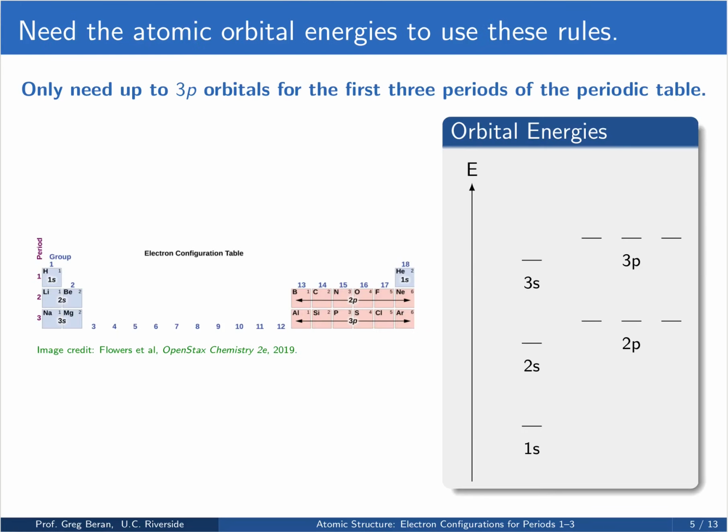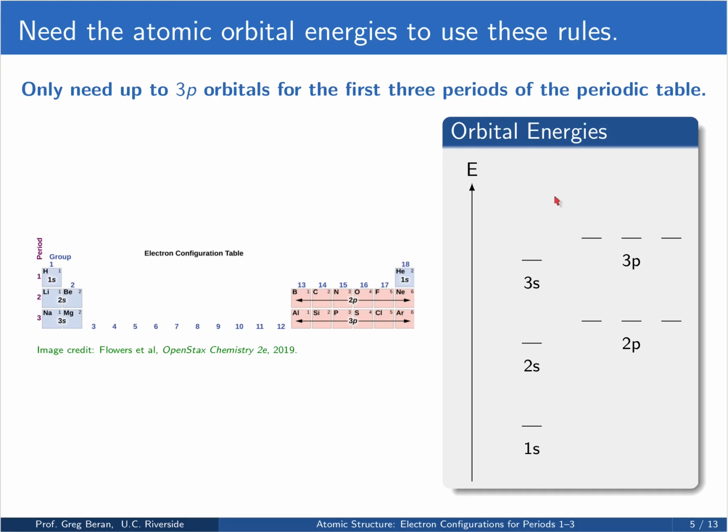Now, to apply these rules to the elements, we need to know the relative energies of the orbitals. So in this lecture, we're focusing only on hydrogen through argon, or the first 3 periods. It turns out to do that, we need orbitals from the 1s up to the 3p orbital. This diagram here shows the relative energies of the orbitals in this set, the 1s, the 2s, 2p, 3s, and 3p, and that the energy generally increases as we move up this list.